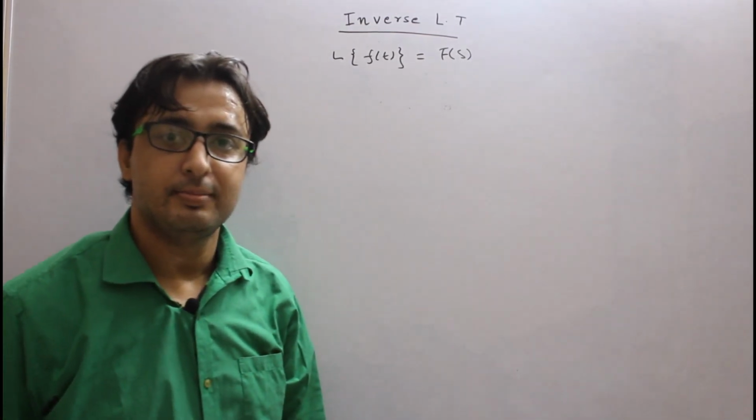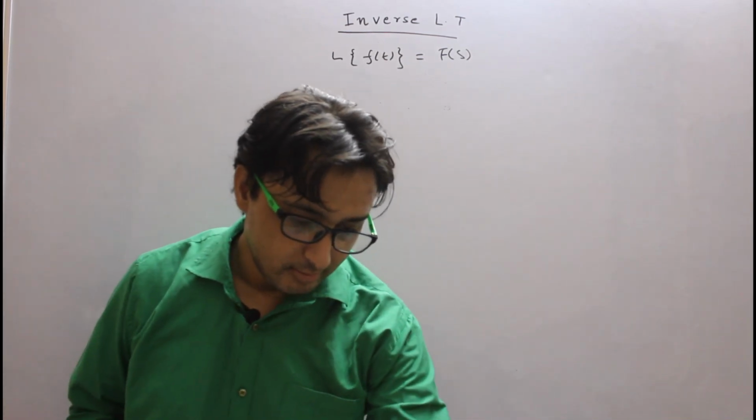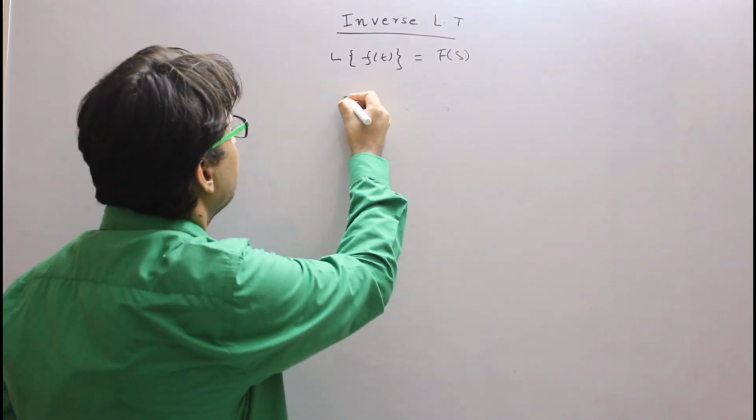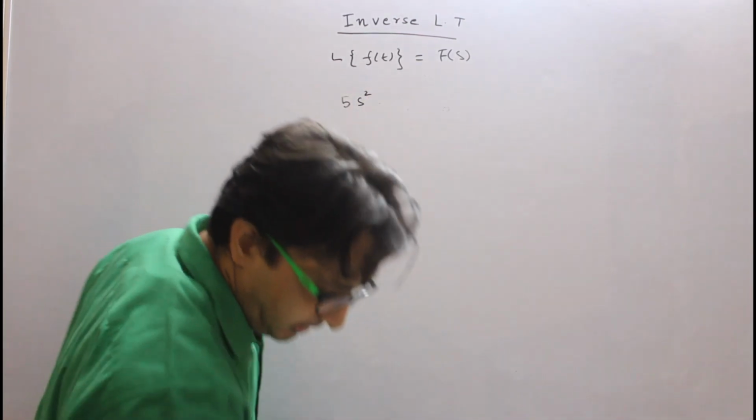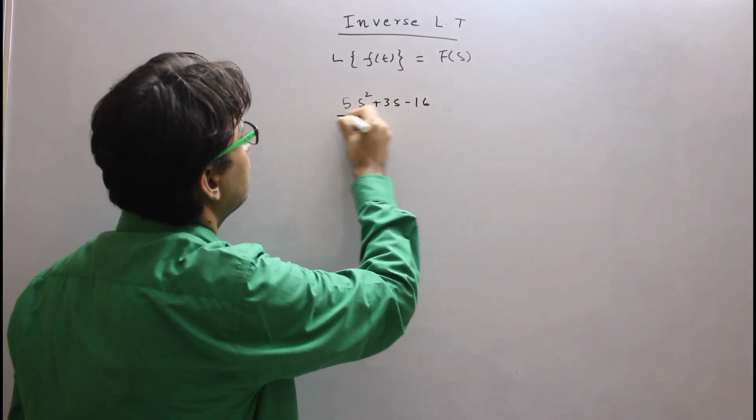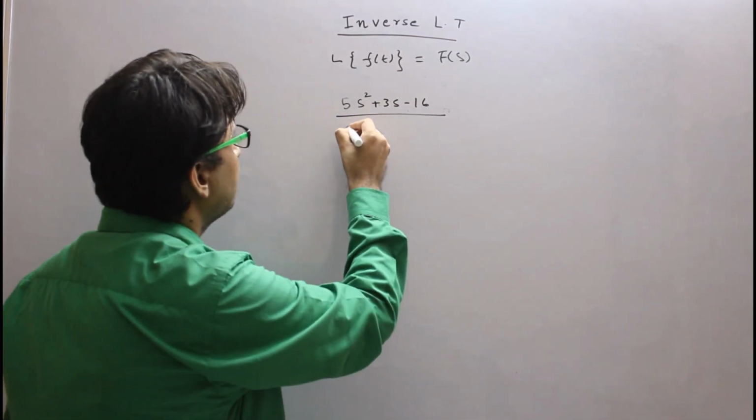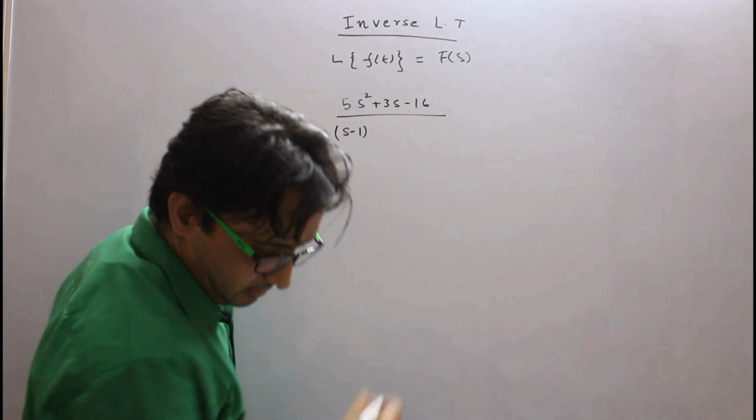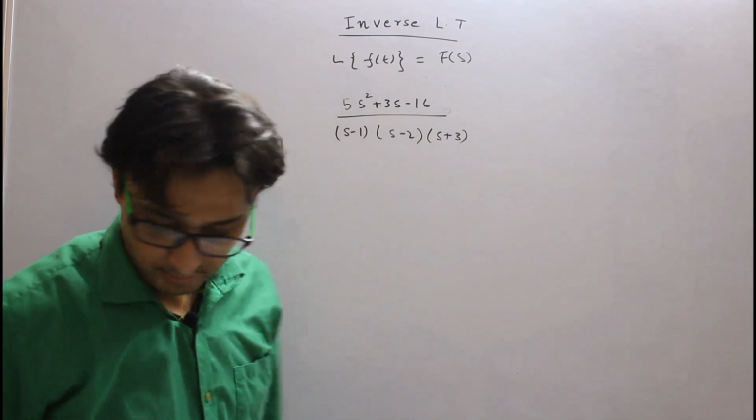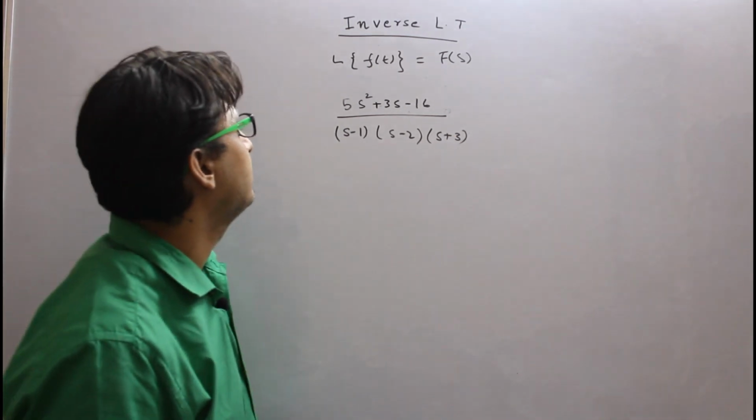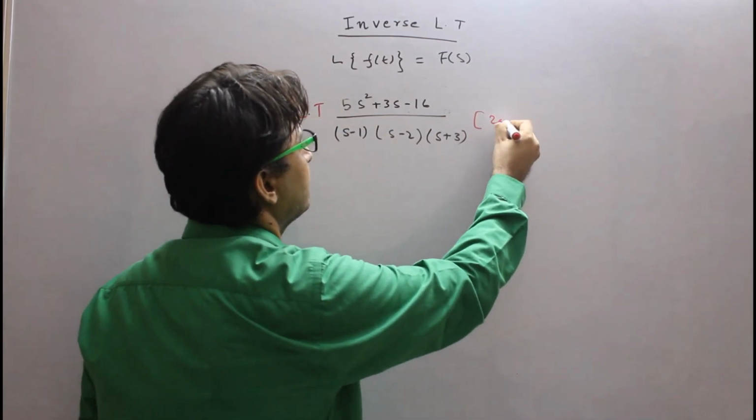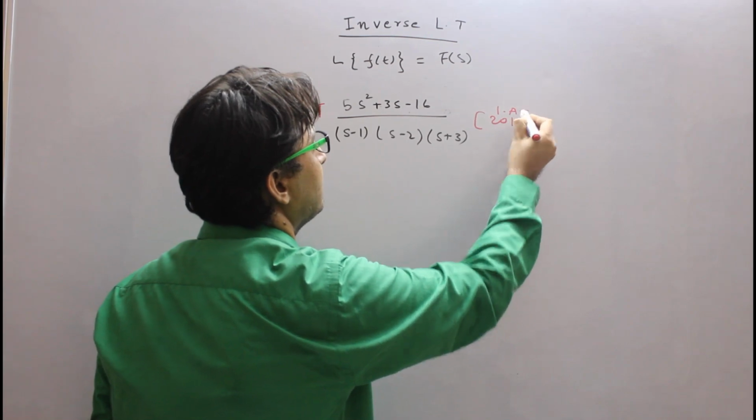Now I am going to take some questions, and this question was asked in the civil services examination. You have to find the Laplace inverse of 5s square plus 3s minus 16 divided by s minus 1 into s minus 2 into s plus 3. This question was asked in the 2018 IAS examination for 5 marks.